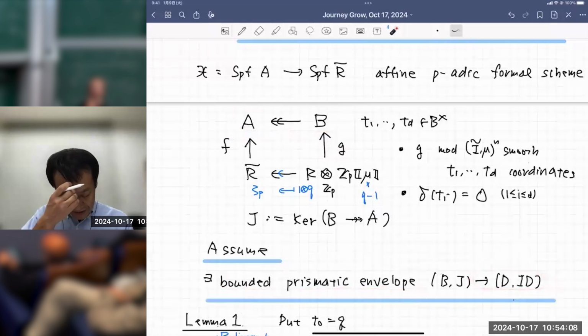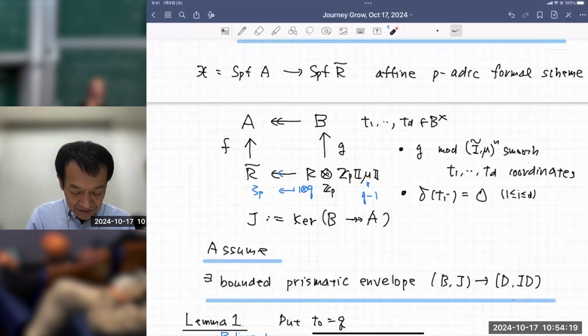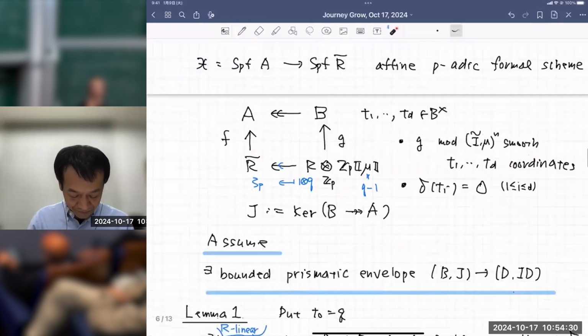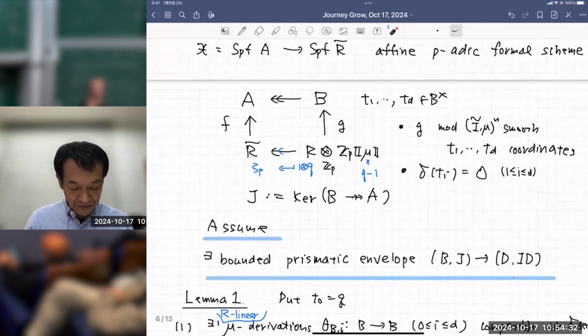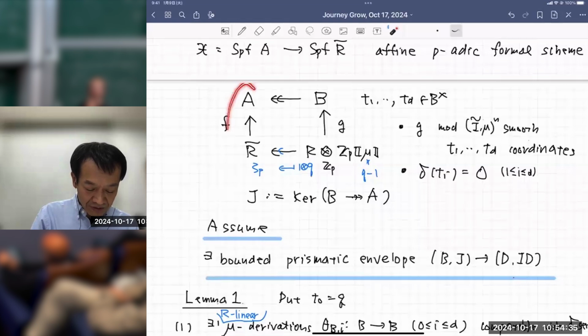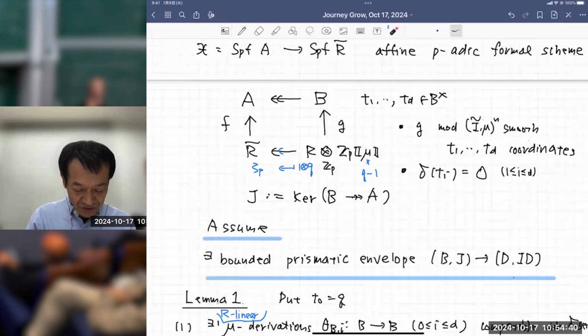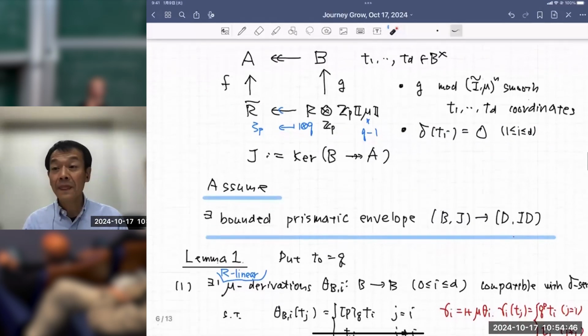But I don't know whether there always exists a bounded prismatic envelope, so I assume this. For example, if A is a lifting, smooth over R bar, then in that case the envelope always exists. Later, I will only consider the smooth case, and I compute the de Rham specialization using a lifting, so this assumption will be satisfied.